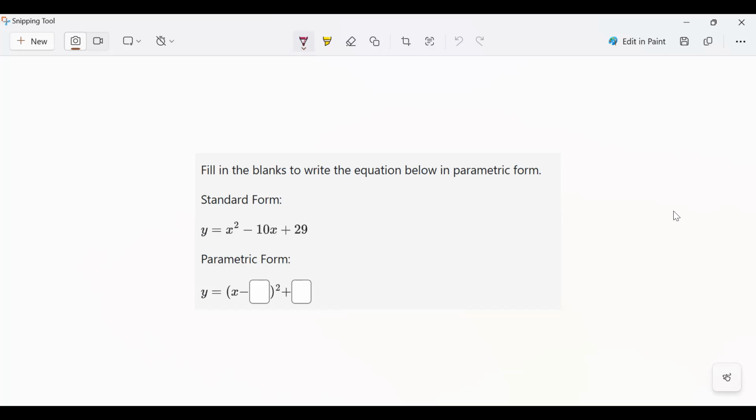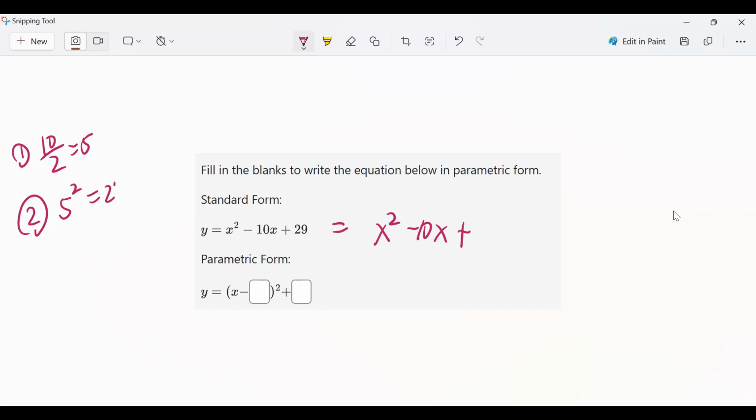Let's go over the solution. So first one, we figure out the number. 10 over 2, we get 5. And then square the 5. We get 25. So the 25 is what we're looking for. Add 25, minus 25, adding 29.